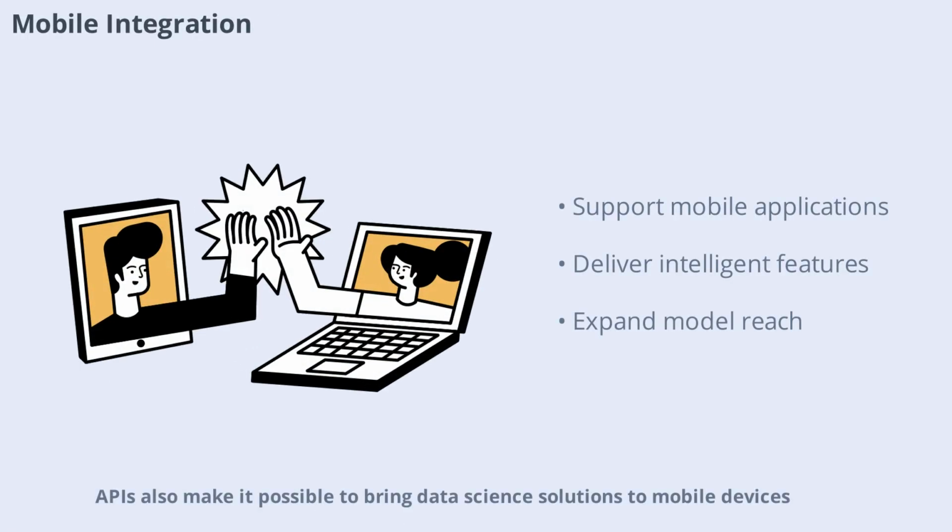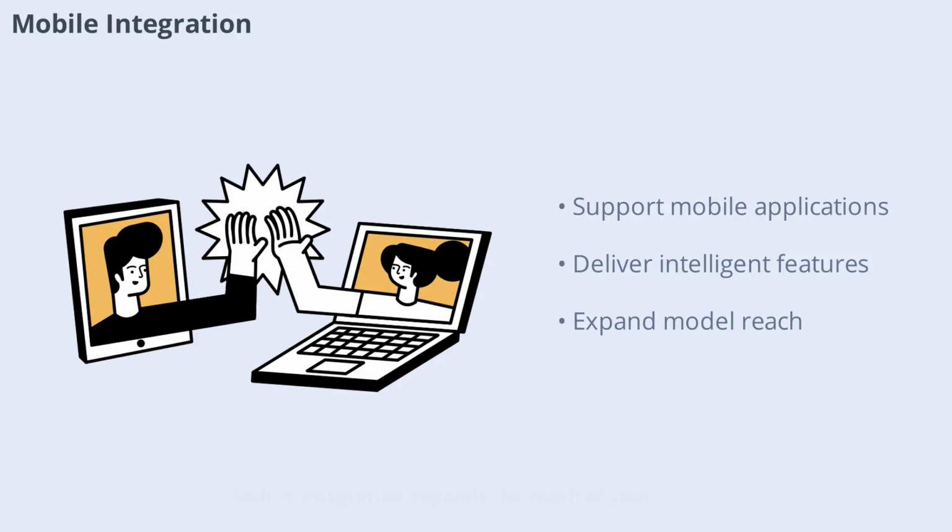APIs also make it possible to bring data science solutions to mobile devices. By integrating your API with mobile apps, you can deliver intelligent features like image recognition, language translation, or personalized notifications directly to users' phones. Mobile integration expands the reach of your models and opens up new opportunities for innovation.